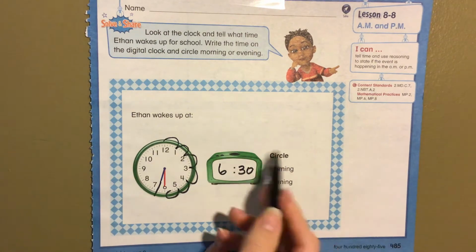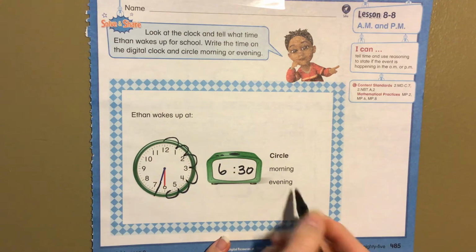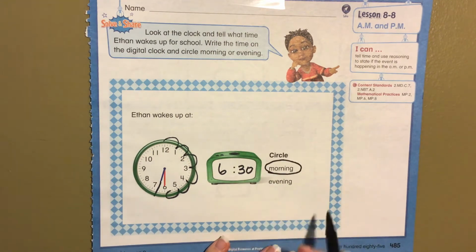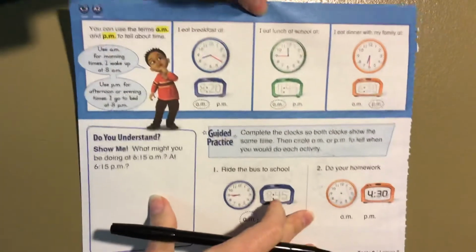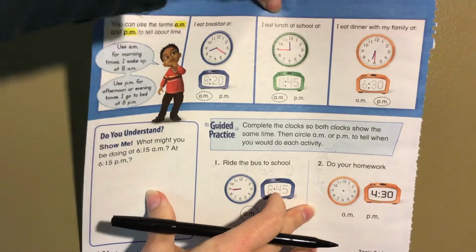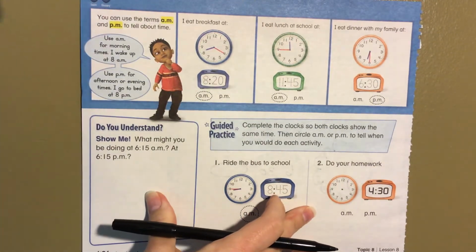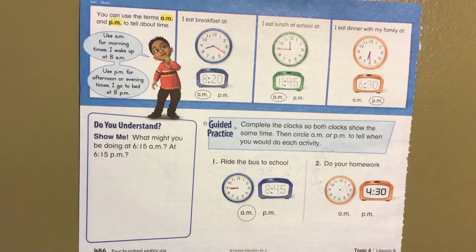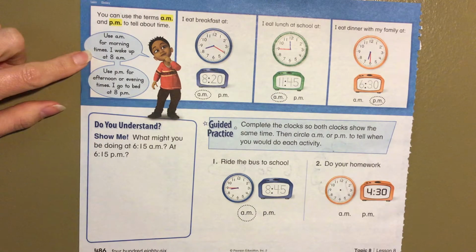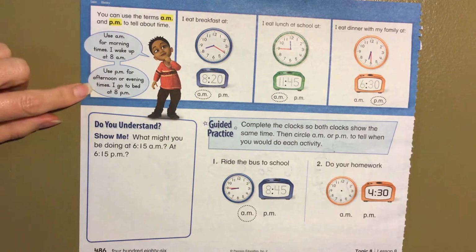Let's take a look. For waking up for school, is that going to be in the morning or the evening? It's going to be in the morning. Our morning is known as AM, and that is the time between midnight and noon. Okay, so it's the time between when you are asleep and before you have lunch. So you can use the terms AM and PM to tell about time. Use AM for morning times. I wake up at 8 a.m. Use PM for afternoon or evening. I go to bed at 8 p.m.